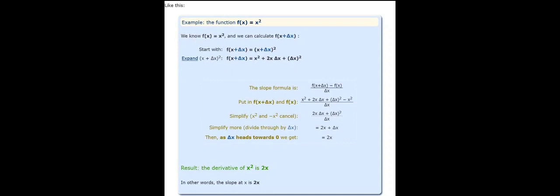So the result is the derivative of x squared is equal to 2x. In other words, the slope at x is 2x.